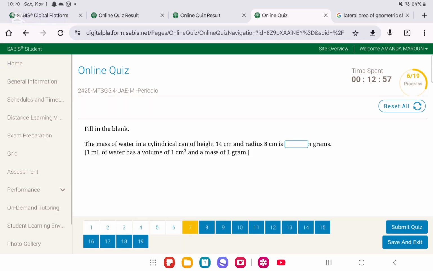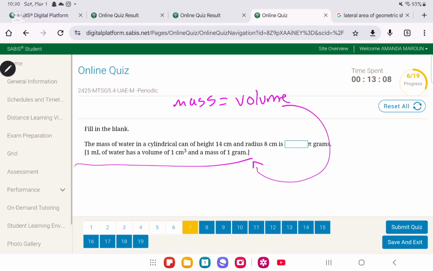Again, this is a repeated question. They need the mass of the water in a cylindrical can of height. You know that the mass of water is equal to its volume. We can take it from here, but please read it. They might change it in the exam. That's why it's always preferable to read. If they say that 1 centimeter cubed is 1 gram, that means mass is equal to volume.